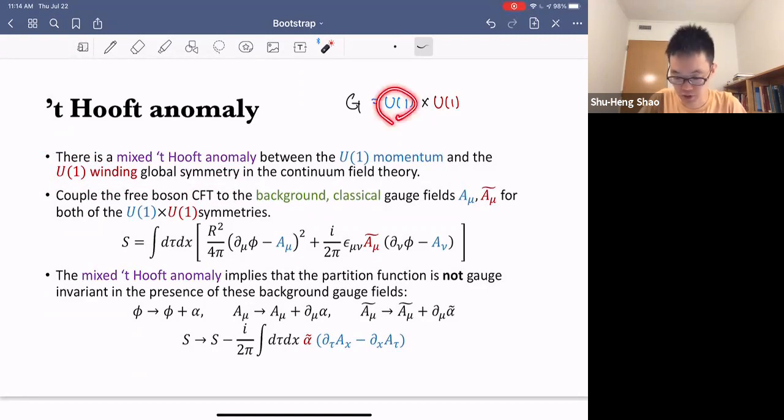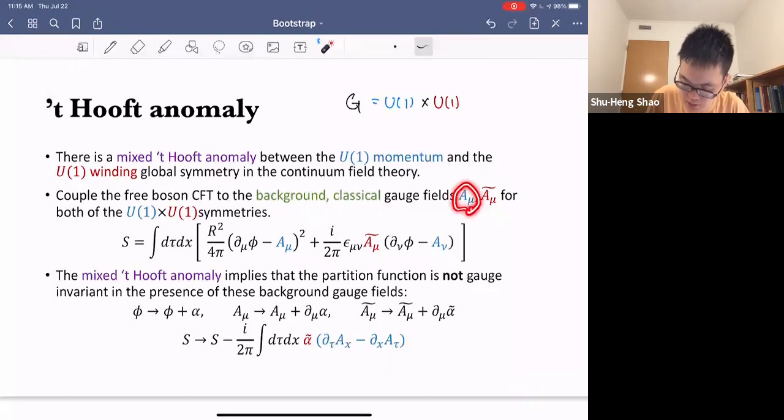Among other things, the symmetries are all U1s, and we are all familiar with how to deal with U1 background gauge fields and U1 gauge transformations. So let's do that. Let's couple the free boson CFT, and importantly, to background classical gauge fields. So these are just some fixed values in your partition function. We are not integrating over these two gauge fields. The blue A mu is the background field for the U1 momentum symmetry. The red tilde A mu is the background gauge field for the U1 winding symmetry.